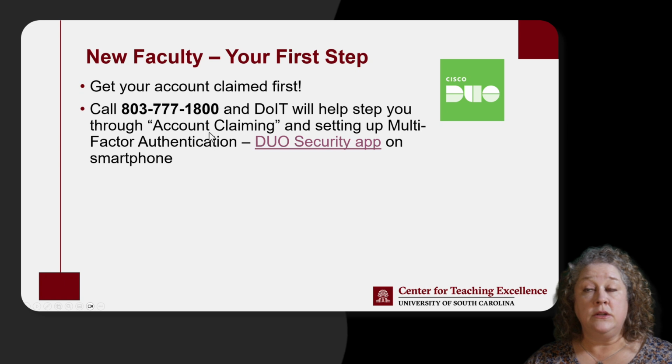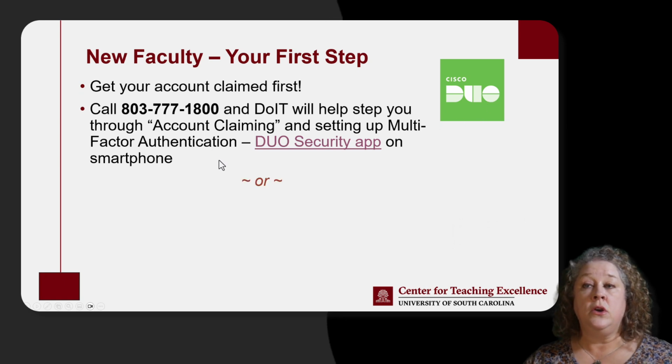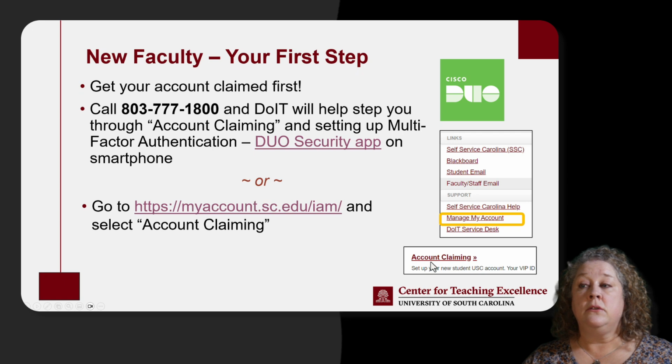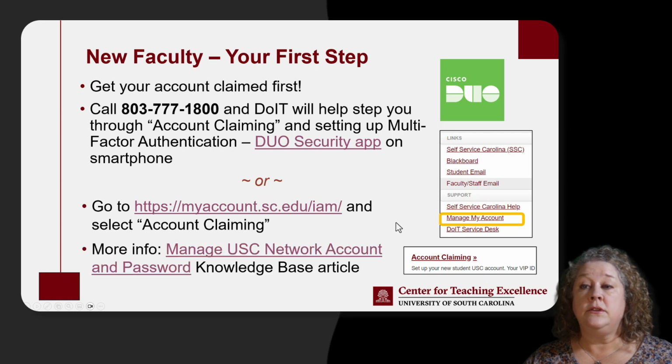So one way you can do this is you can call 777-1800 and the Division of Information Technology will help you set up multi-factor authentication and account claiming using the Cisco Duo Security app, which you will need to download for your smartphone. Or you can go to myaccount.sc.edu/IAM. This is Self-Service Carolina, and in this you can click on Manage My Account and select Account Claiming and set it up through the web service there.